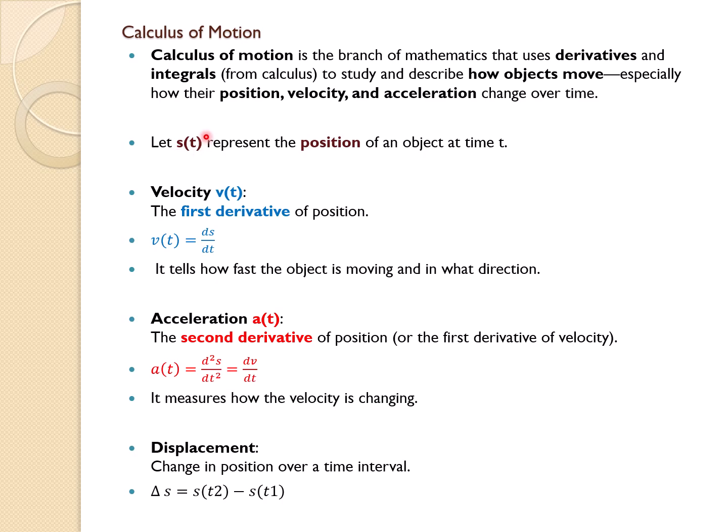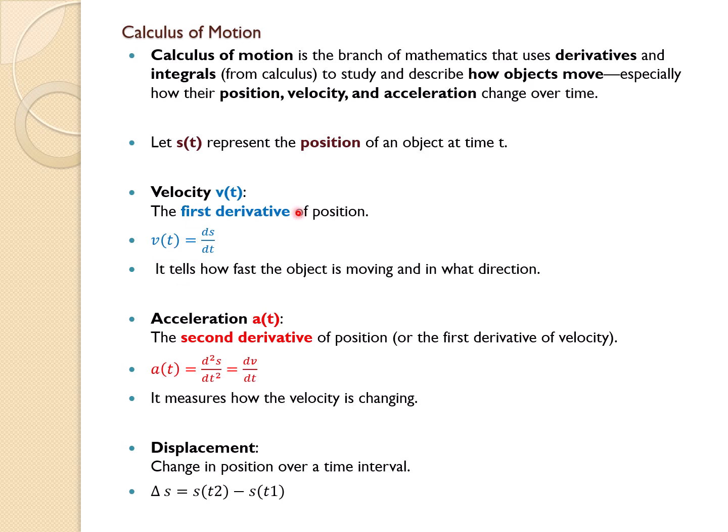Mathematically, we use S to represent the distance, from the old school thing. Nowadays, we just use X in physics. So let S(t) represent the position of an object at time t. We want the velocity, the rate of change of displacement, or distance. So the first derivative of position gives me velocity.